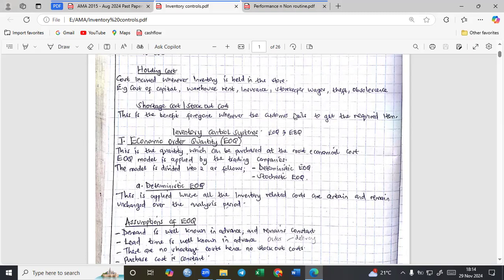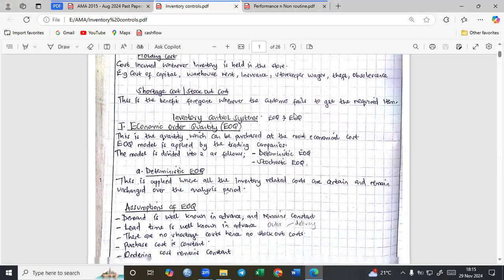Next, we have the shortage cost, or the stock out cost. This is the benefit foregone whenever the customer fails to get the required item. For example, a customer wanted 20 units of materials, but you do not have those units. Because you have not been able to provide the customer, that's a cost to you. That cost is what we call the stock out cost, or the foregone cost whenever the company fails to satisfy the customer's demand.